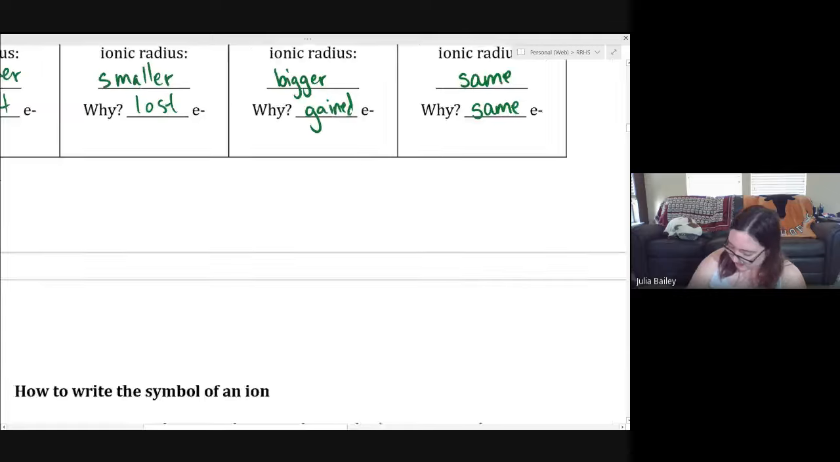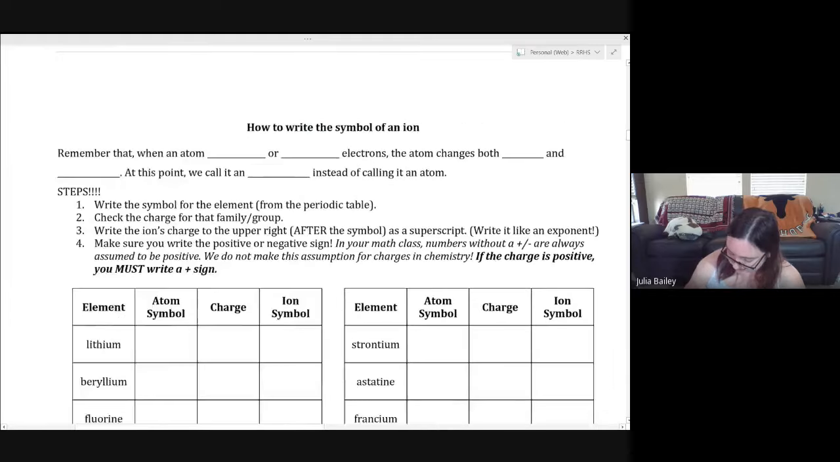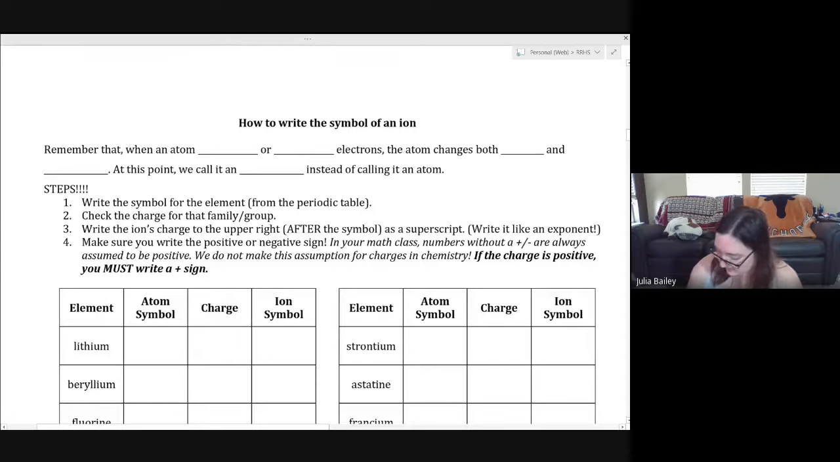Let's talk about writing ion symbols. Remember that when an atom loses or gains electrons, the atom changes both size and charge. At this point, it is no longer a neutral atom. It is now an ion. And we don't call it an atom anymore. We call it an ion.